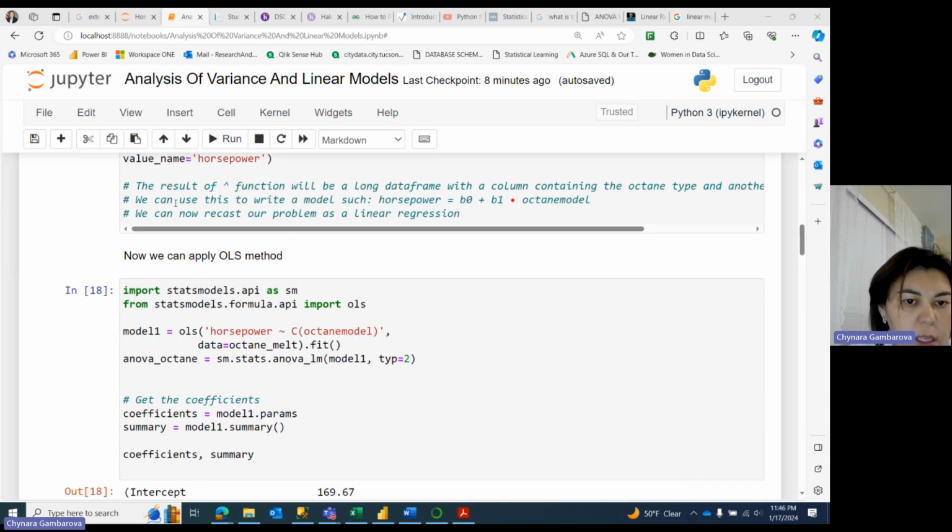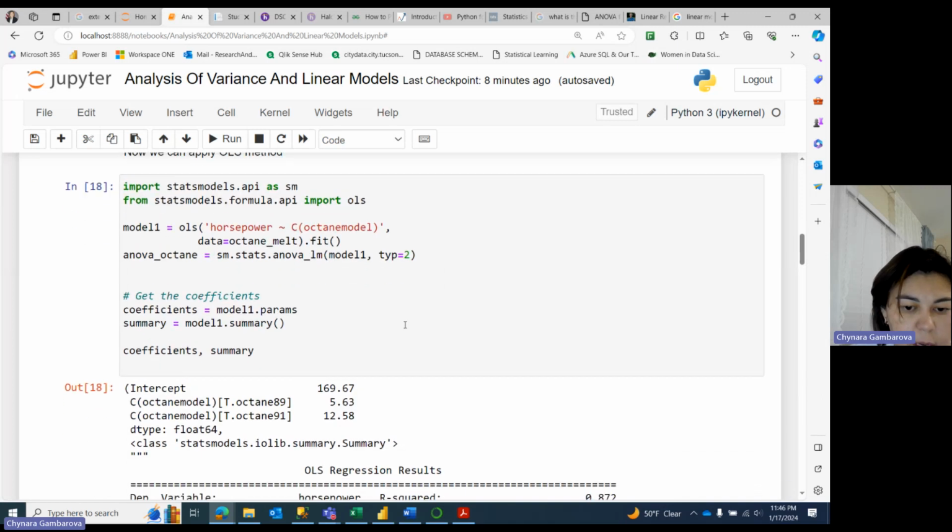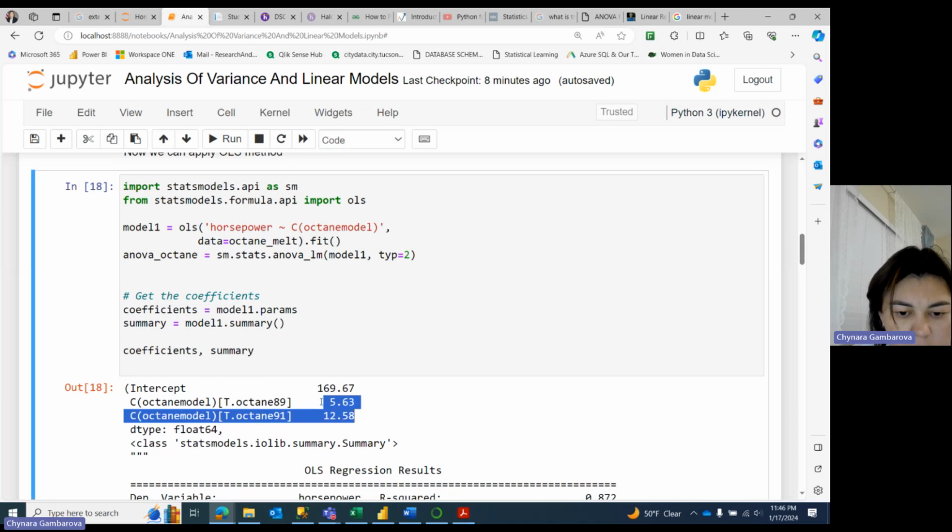And here we can see our model. So octane model will affect the horsepower. And now we can recast it as a linear model. Now we can apply the OLS method, and here I try to find the coefficients, and I have only 2. I skipped 87, but here already we can see that coefficients are not 0. It means they have an effect. Octane 91 and 89 have an effect on the horsepower.